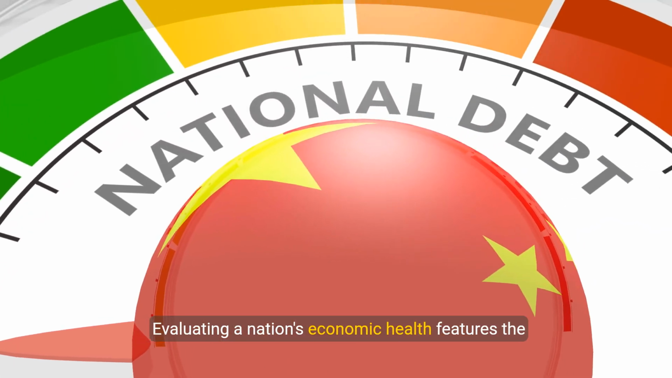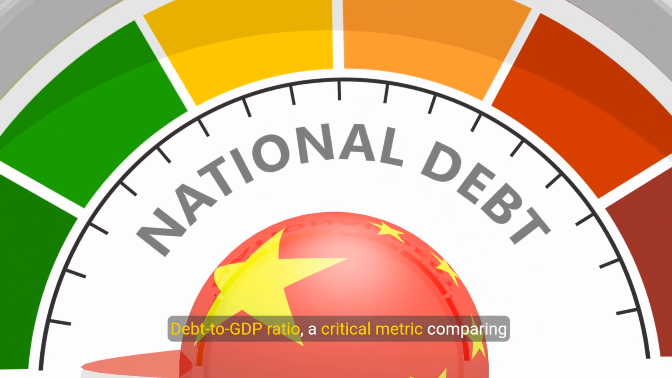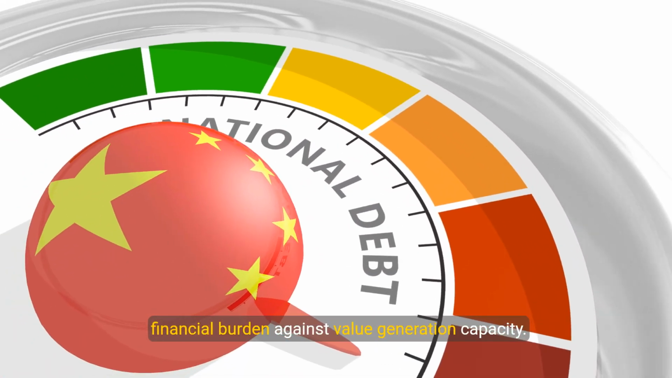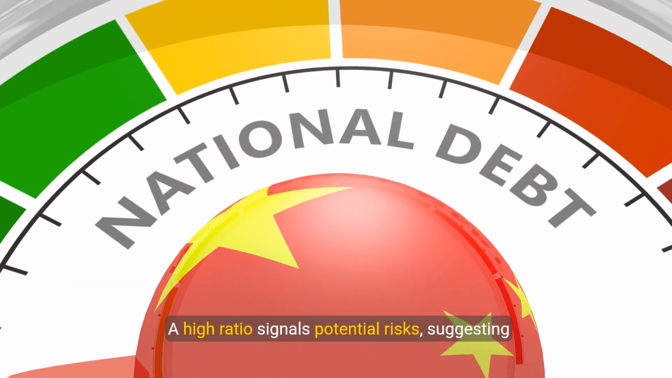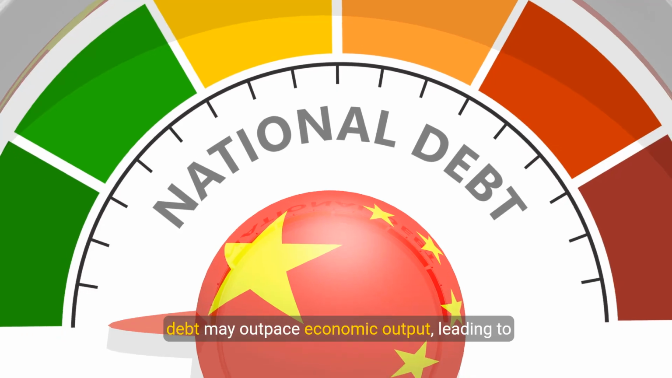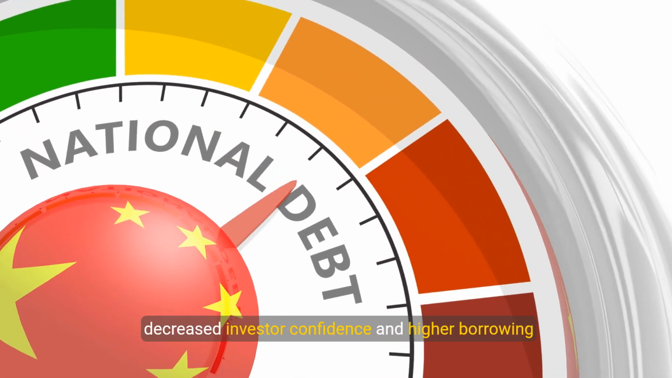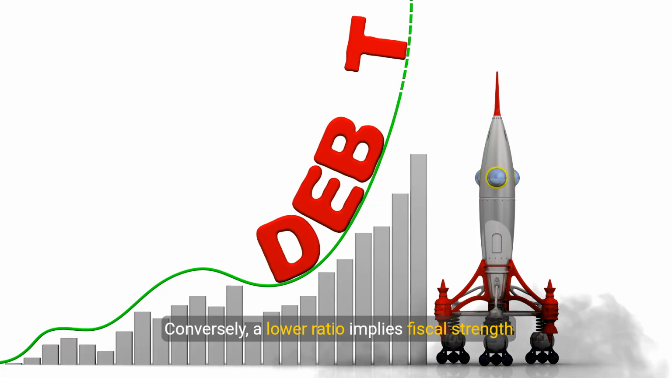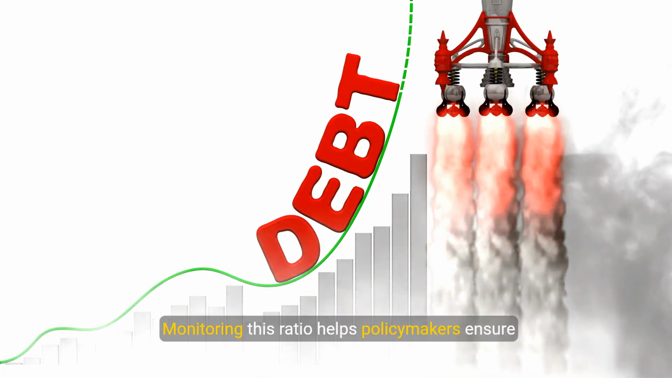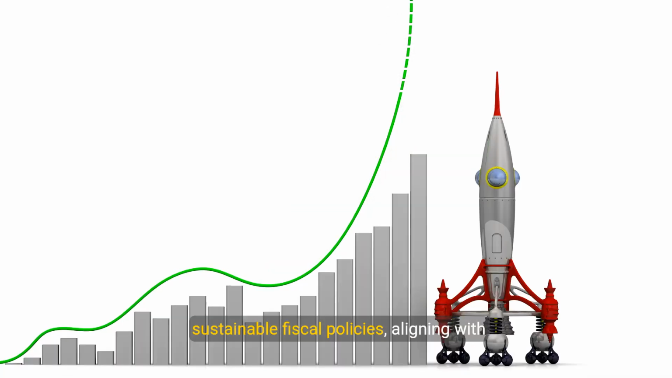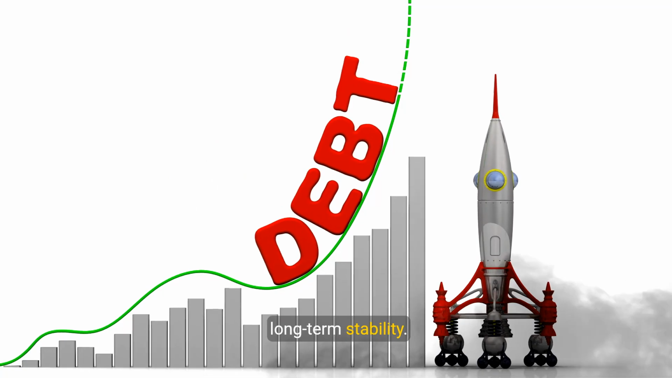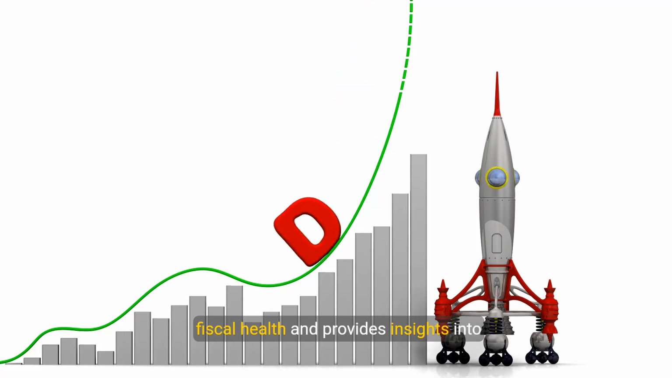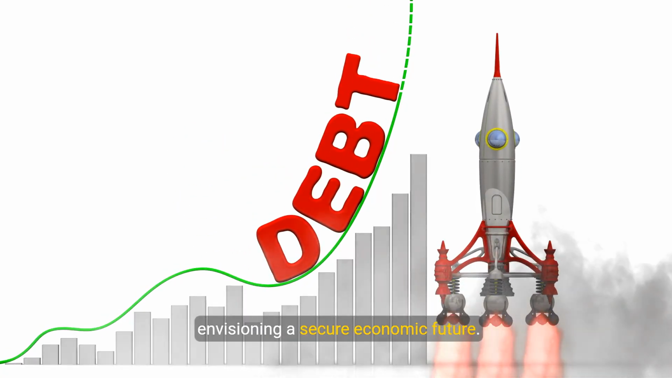Evaluating a nation's economic health features the debt-to-GDP ratio, a critical metric comparing national debt to the economy's size, measuring financial burden against value generation capacity. A high ratio signals potential risks, suggesting debt may outpace economic output, leading to decreased investor confidence and higher borrowing costs. Conversely, a lower ratio implies fiscal strength and stability. Monitoring this ratio helps policymakers ensure sustainable fiscal policies, aligning with long-term stability. Understanding the debt-to-GDP ratio demystifies fiscal health and provides insights into envisioning a secure economic future.